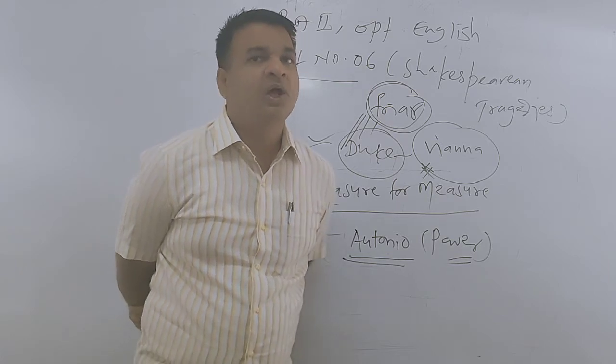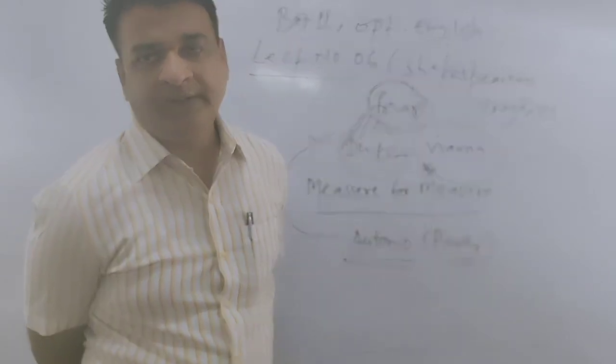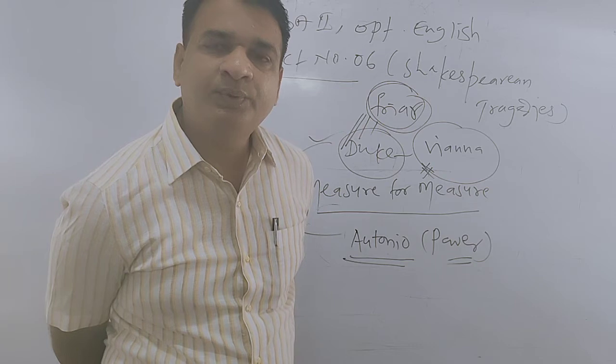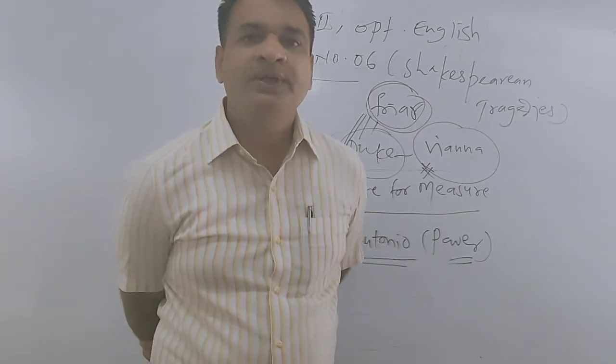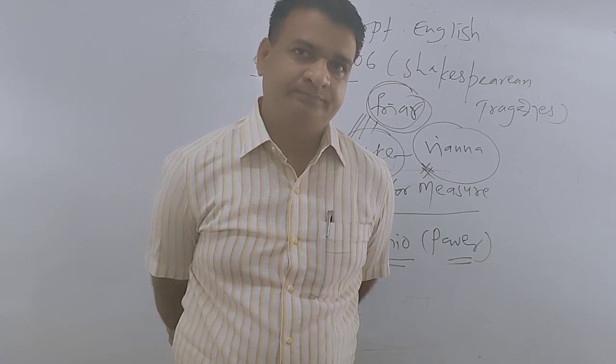And what happened? For the first time, what happened? This Antonio arrests Claudio for making Juliet pregnant.